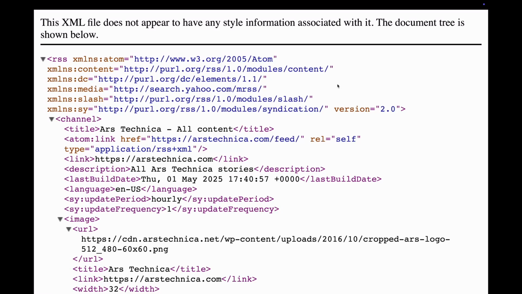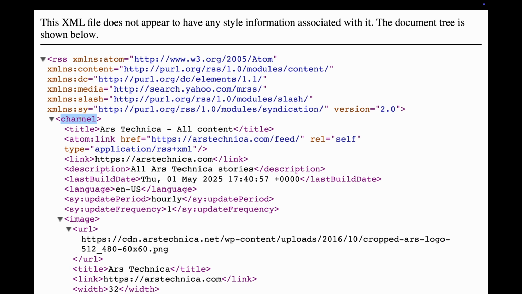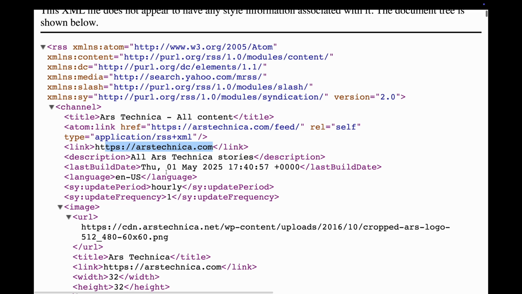So here's the Ars Technica RSS feed, and this is all formatted in XML. We go to feeds.arstechnica.com, Ars Technica index, right? This is simply a URL that we're able to come to. And here what we're going to see are these XML tags. We have the channel tag here, which tells us what the channel, the RSS feed, is. We have a title for the feed. We open the title tag, we close the title tag, and this is called Ars Technica All Content. We have a link, so we open the link and we close the link, and this is the link to the site. We have a description here, and so on and so forth.